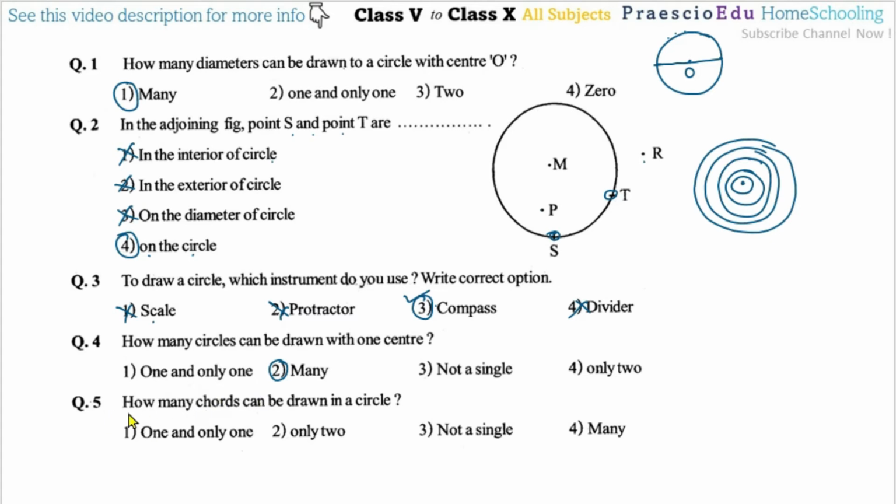Then question 5, how many chords can be drawn in a circle? So there are infinite points. Suppose this is a circle. Like this, any points, we can join many points and draw chords. Not only like this one, it can also pass through the center. Even if a chord passes through the center, we call it a diameter, and a diameter is also a chord. If we can draw many diameters, then chords are also many. So option number 4 is the correct one.